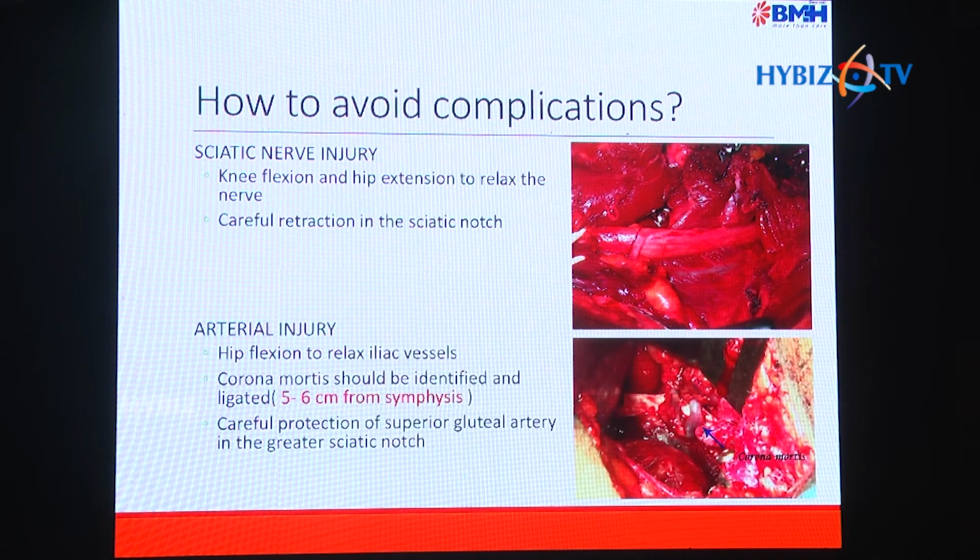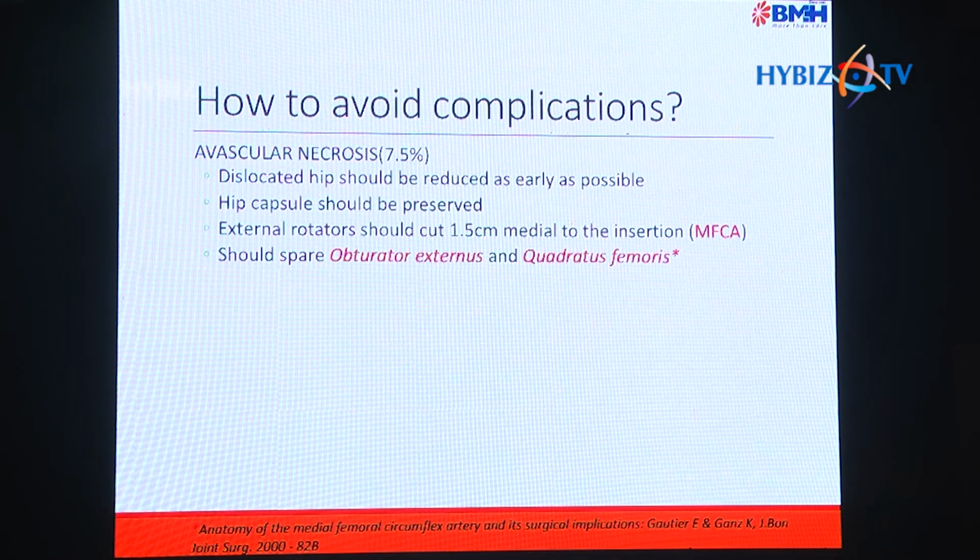Artery injury: hip flexion to relax the iliac vessels, so keep a pillow under the knee. We can get a relaxation of the iliac vessels anteriorly. The corona mortis should be identified if you are doing a modified Stoppa approach. It is usually 5 to 6 centimeters from the symphysis. And careful protection of the superior gluteal artery if you are going high in the greater sciatic notch, especially in the posterior approach. Avascular necrosis is usually 7.5%.